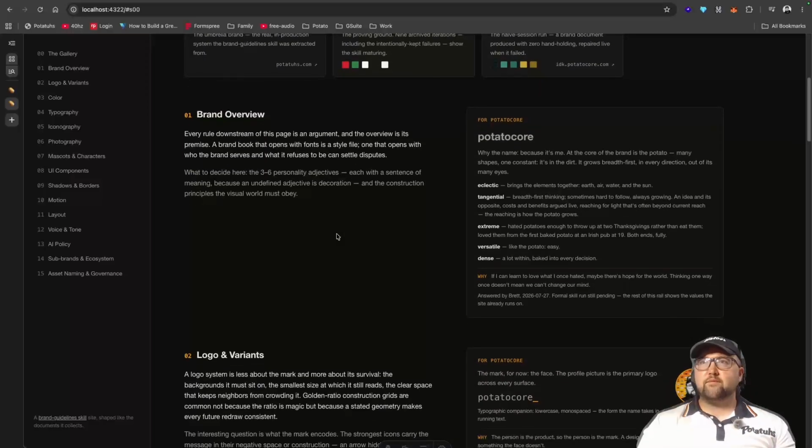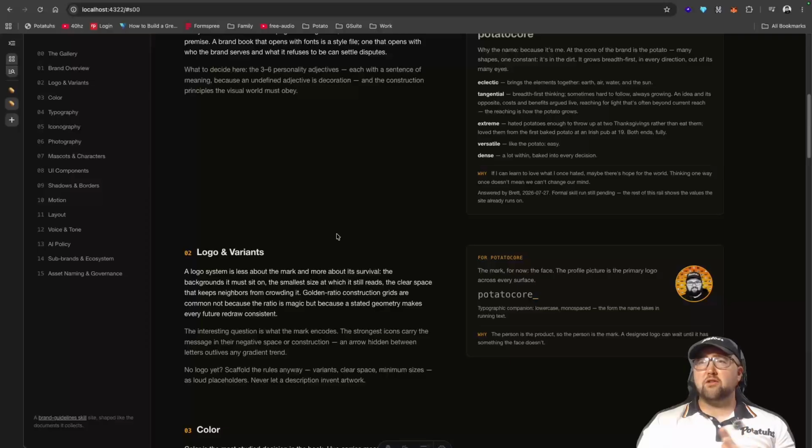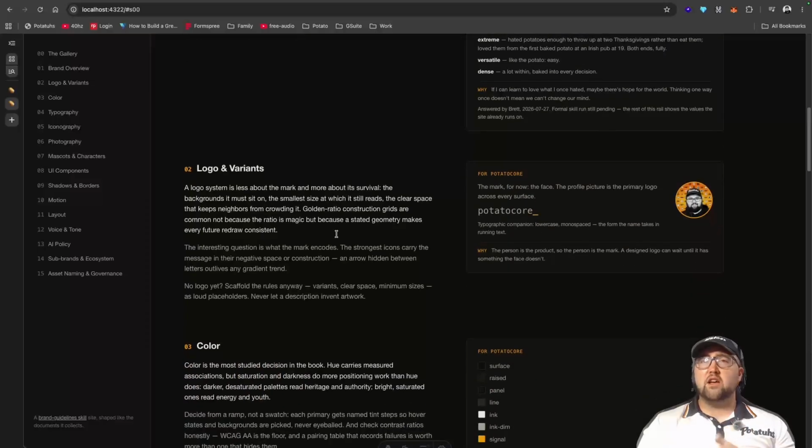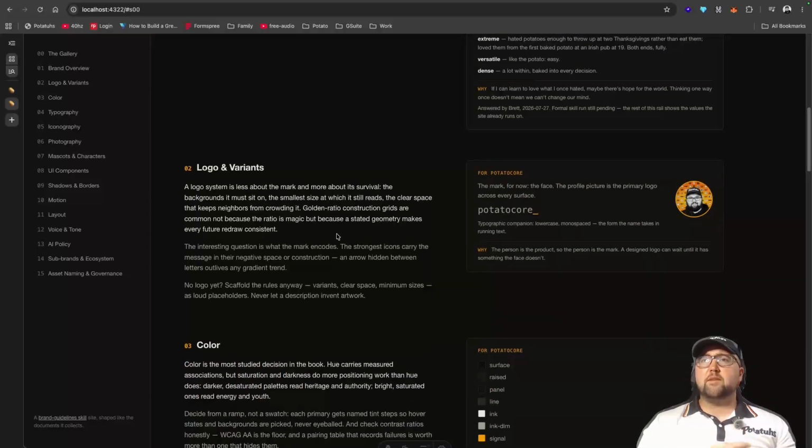But for Potato Core, I'm sorry. You're trying to get the brand guidelines. A logo system is less about the mark and more about its survival. The background it must sit on, the smallest size at which it still reads, the clear space that keeps the neighbors from crowding it. Golden ratio construction grids are common, not because the ratio is magic, but because a stated geometry makes every future redraw consistent.